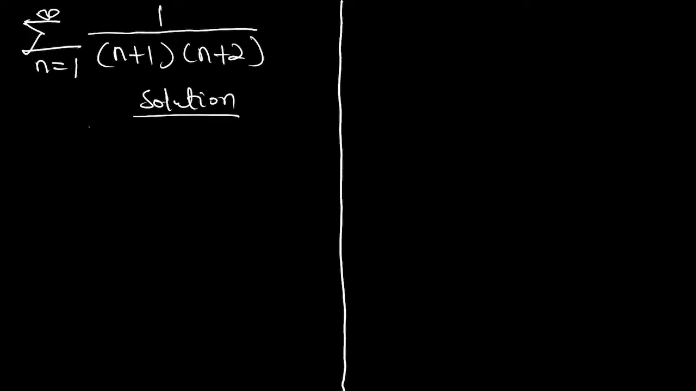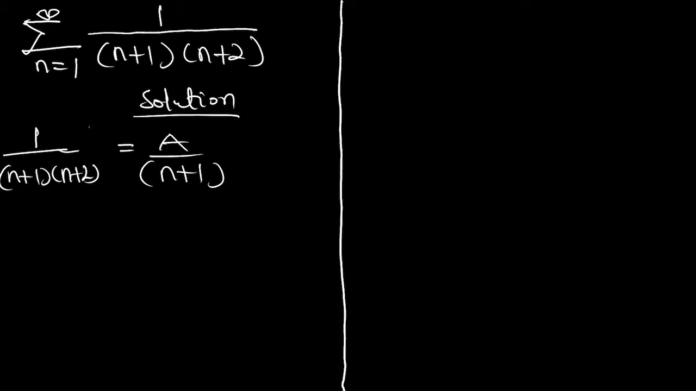as usual, we are going to resolve the formula in front of the summation sign into partial fractions. We have 1 over n plus 1 multiplying n plus 2. You can write this as a over n plus 1 plus b over n plus 2, where a and b are constants to be determined.